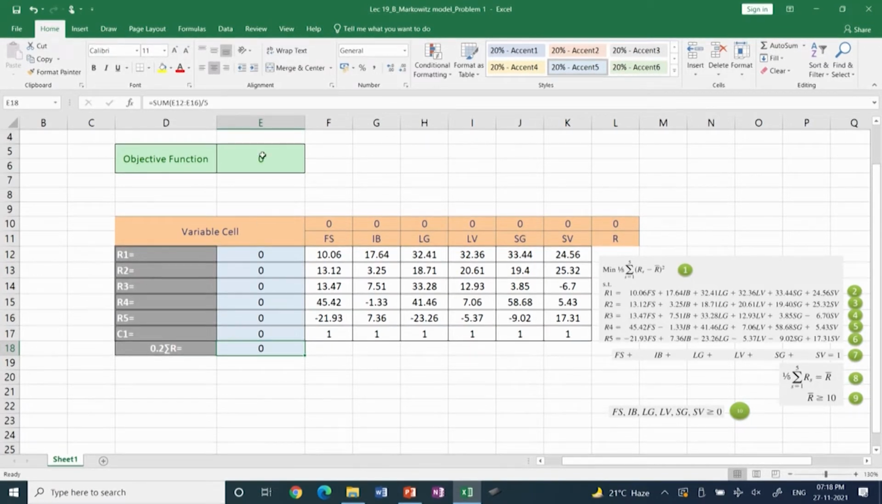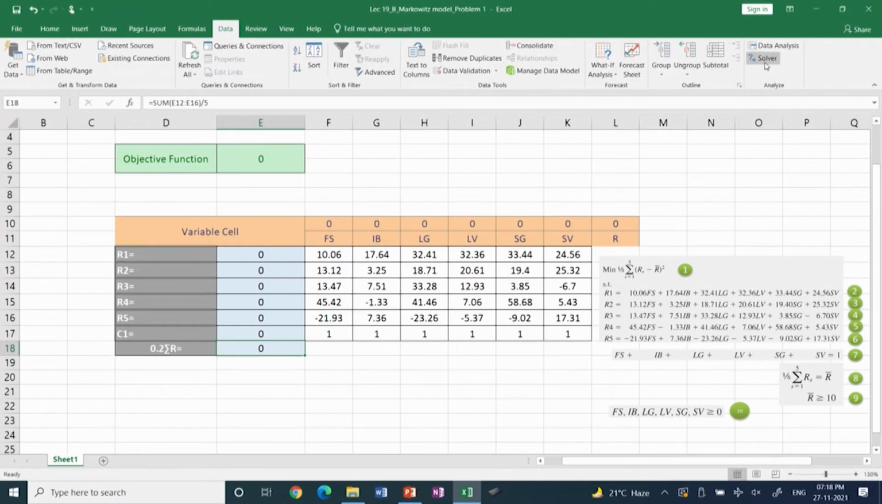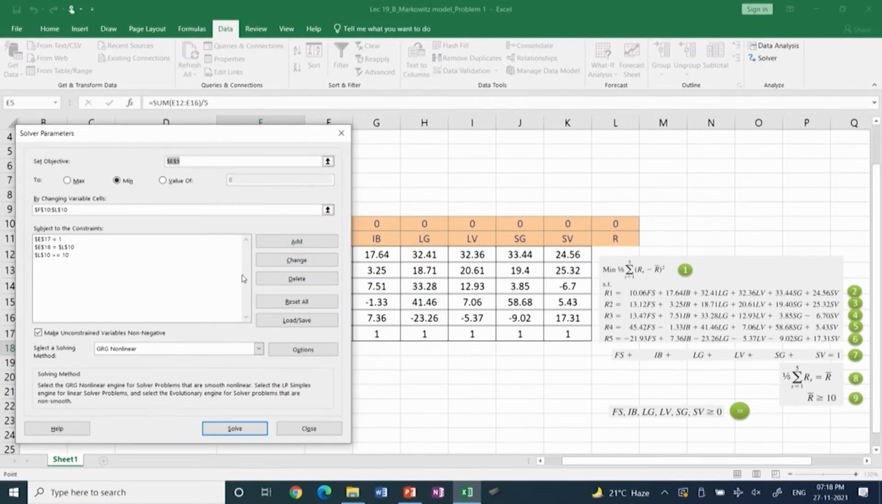So, go to Data, Solver. See, this problem is a minimization problem, and one constraint is that the sum of the probabilities should be 1. You see that E10 equals L10. So, what I am saying is that the expected value of return is equal to our R value; that one constraint I have written. And another one, L10 should be greater than or equal to 10, that is, the expected return should be at least 10%. Now, I am solving by the nonlinear method.